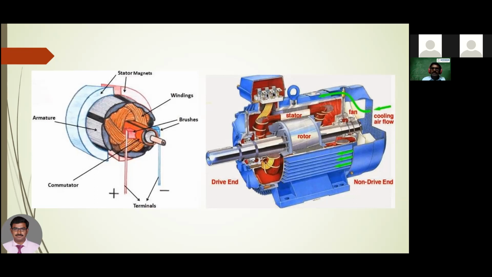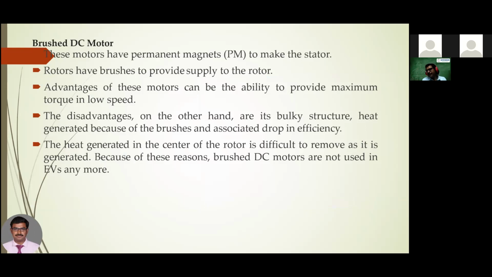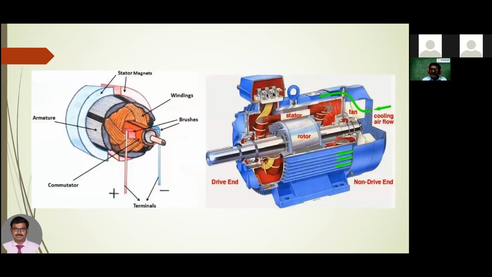The next motor is the brushed DC motor with permanent magnet. Instead of the electromagnet, if I use a permanent magnet, losses may be reduced, but you cannot go for a higher rating at all. Again, it is brushed, so the maintenance problem occurs. In the previous diagram, if you use a permanent magnet instead of the electromagnet, then it is a permanent magnet brushed DC motor.